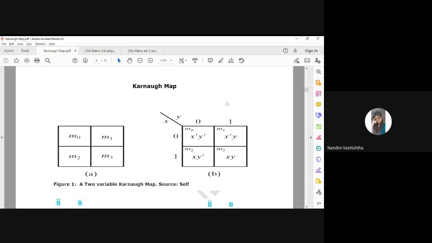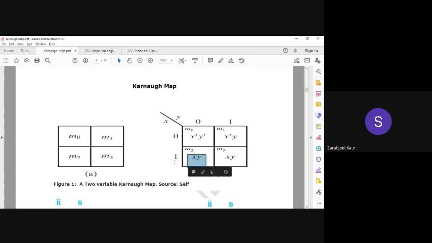So obviously, what would be the value here? It would be 0, 0. When x is equal to 0, it means x dash, y dash, or x prime y prime. Any problem? Let us look at the next cell. What would this be? This would be x prime y. What would this be?